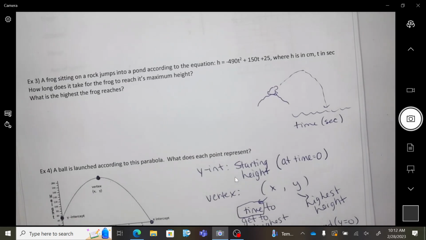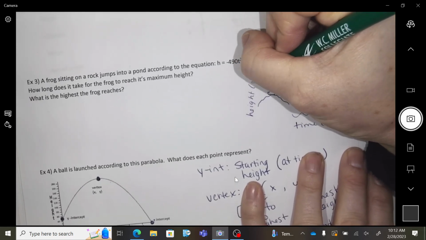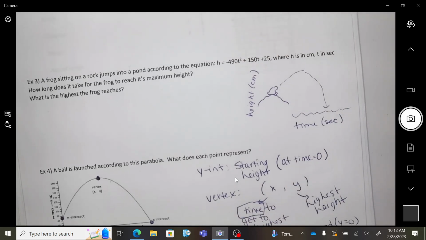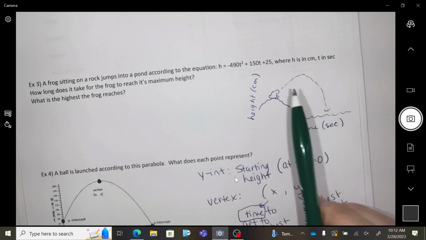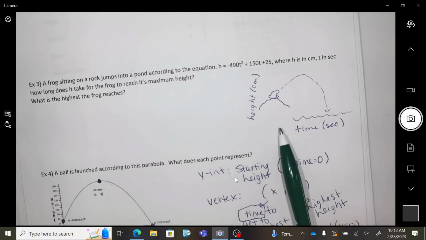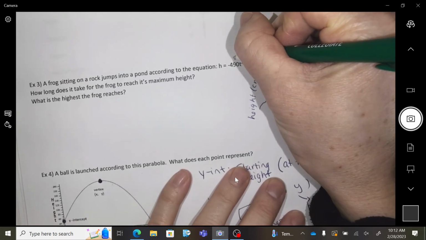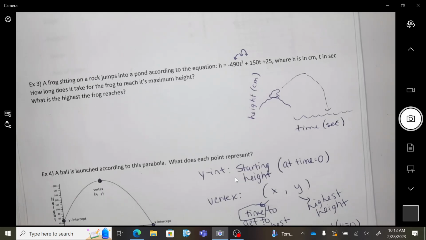So we have time in seconds, and we have height in centimeters. And it makes a parabola. How did I know that it looked like that? Because it has a negative multiplier number. So my parabola is shaped downward, right? My parabola is shaped downward.